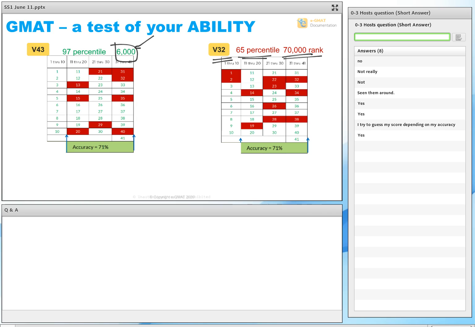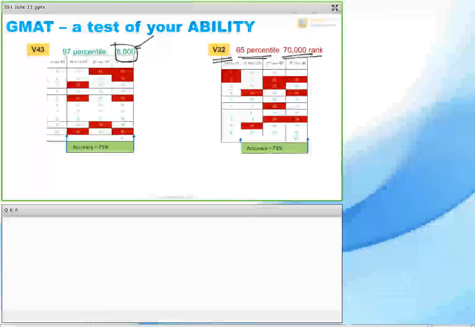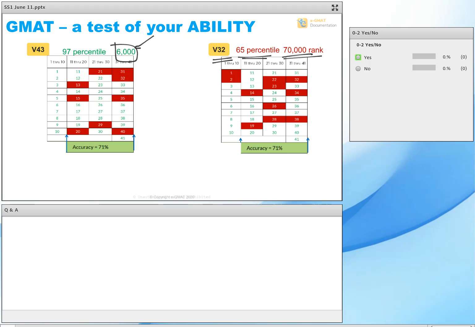Okay, so how many of you over here are saying, man, the GMAT is a really harsh test? Let me just put in a yes/no poll question. When you look at this data, you're inferring that, hey, the GMAT is a really harsh test, and this is something where I can't afford to make mistakes. How many of you are really saying that?